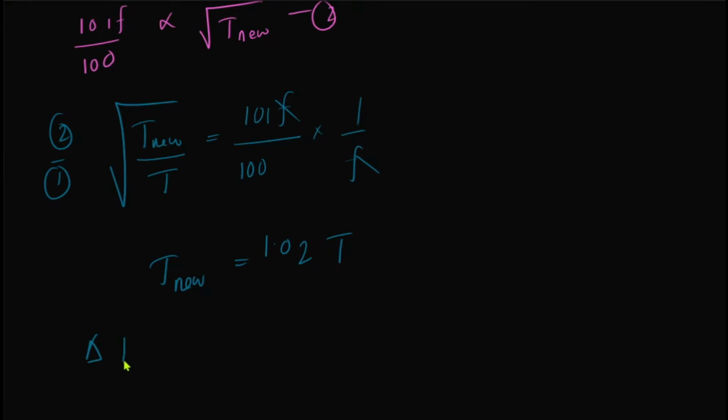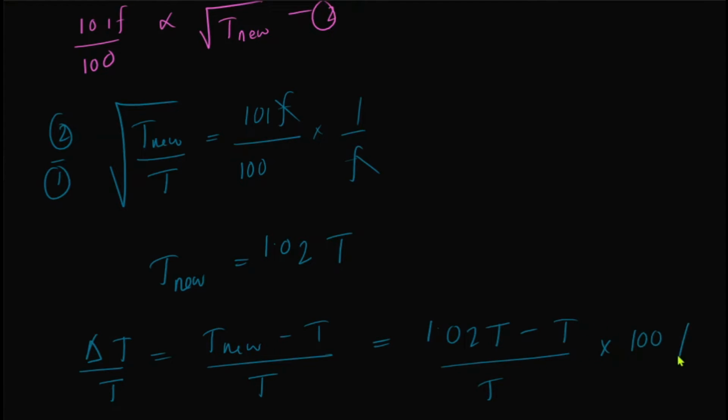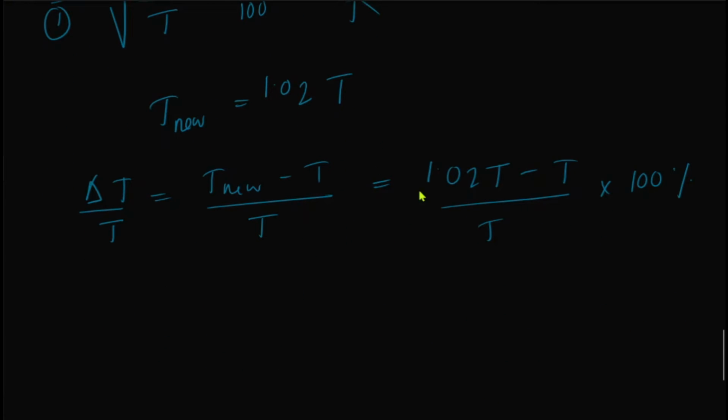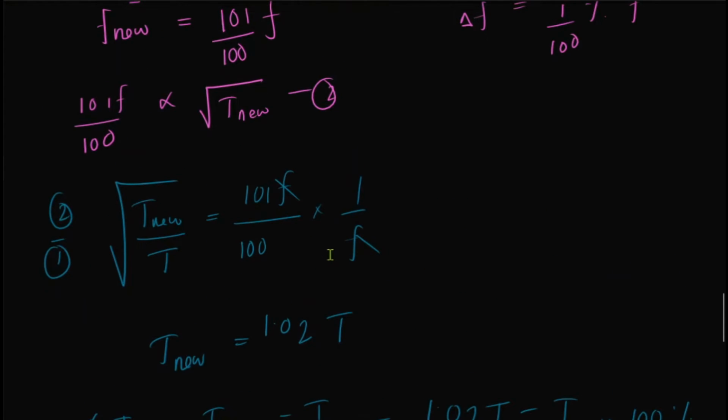So the change in tension relative to the old tension, that is T new minus T over T, is 1.02T minus T over T. If you take it as a percentage, it's going to be 2%. 2%, right? So you need to understand that.